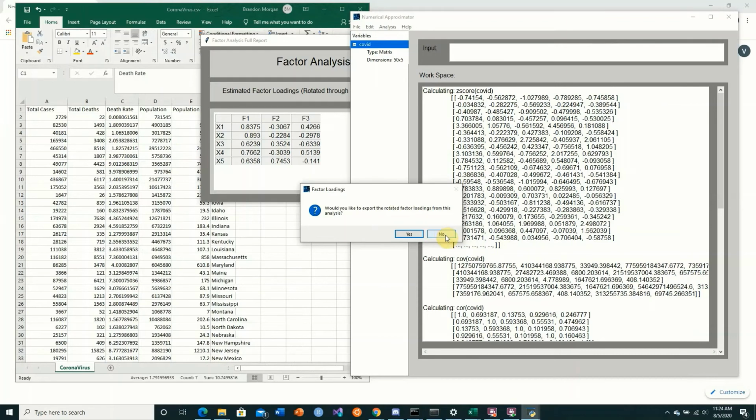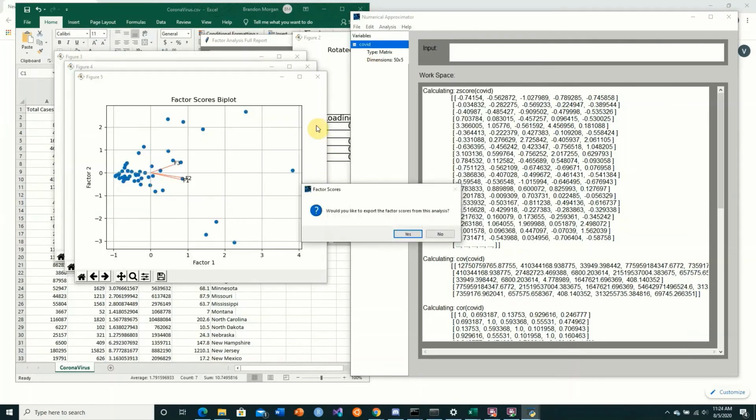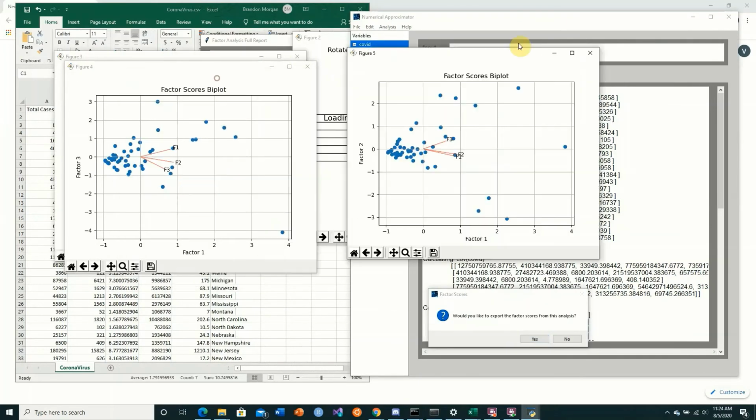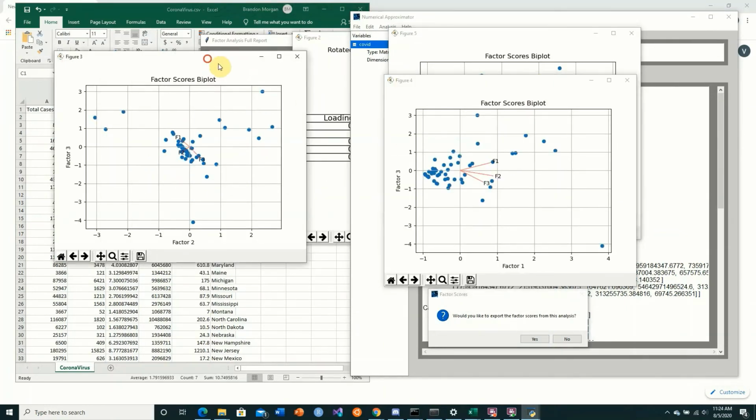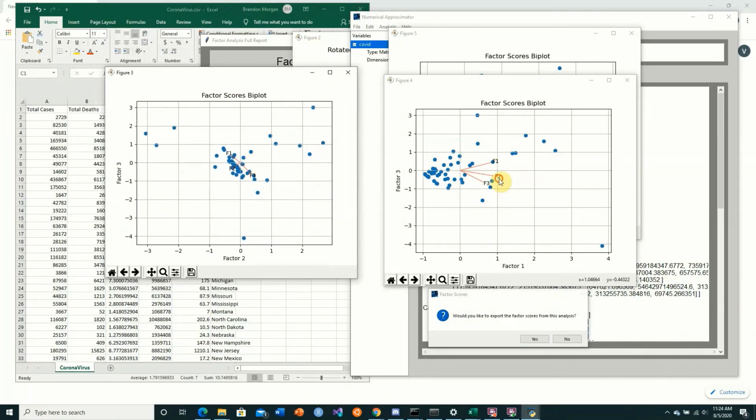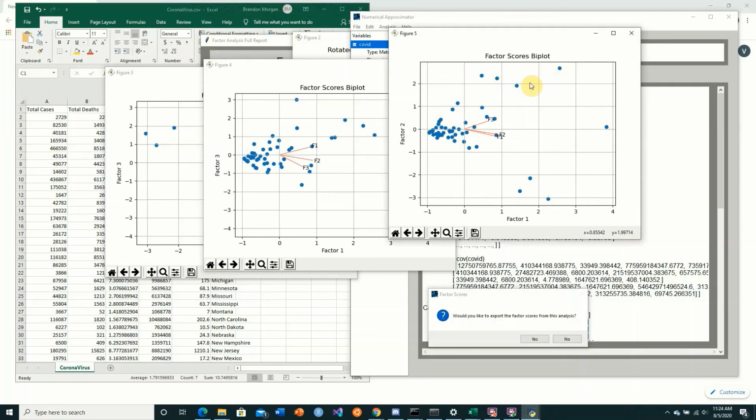We will not export the factor loadings. And here we have the factor scores biplot. So we can say factor 1 has a lot of correlation with factors 2 and 3. And then here we have factor 1 versus factor 2. We could almost argue this would be a small cluster of some sort, or simply just outliers.